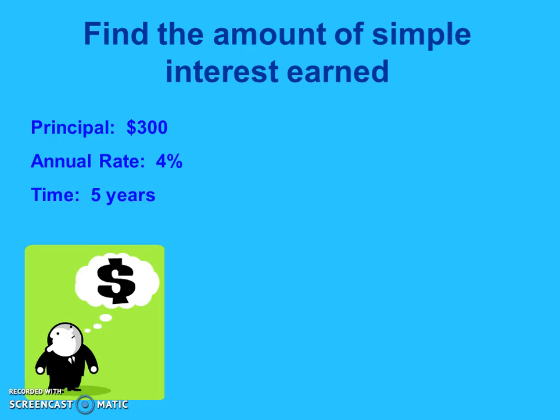Let's say we started with a principal amount of $300. So let's say you put $300 into a basic savings account, and you're going to earn 4% annual interest. That's your rate, 4%. And you leave the money in there for 5 years. How much interest will you have earned during that time? If we start with our equation, I = P × R × T, we're going to be plugging in all of those parts.